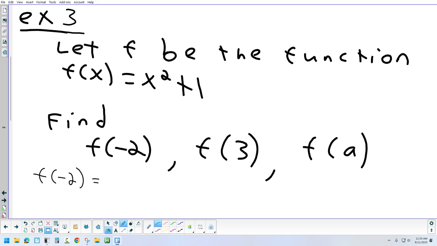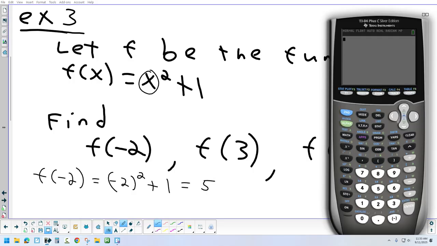So you're going to look at the formula. Everywhere you have a variable, change the variable, in this case, to negative 2. And when I do negative 2 squared plus 1, what will that give me? Yep, 5. Okay, let's check it on the calculator. Let's do negative 2 squared plus 1. Negative 3.